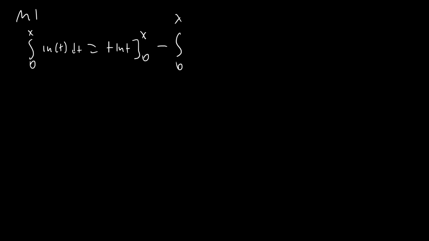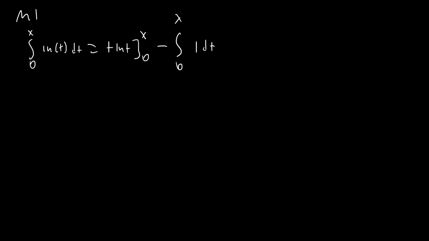Let's go ahead and start with method 1. Method 1 is going to be just integration by parts. So we're integrating from 0 to x ln t dt. So using integration by parts, we're going to get t ln t evaluated at x and at 0. And we're going to be subtracting the integral from 0 to x of the derivative of ln t, which is just 1 over t, so of 1 dt.